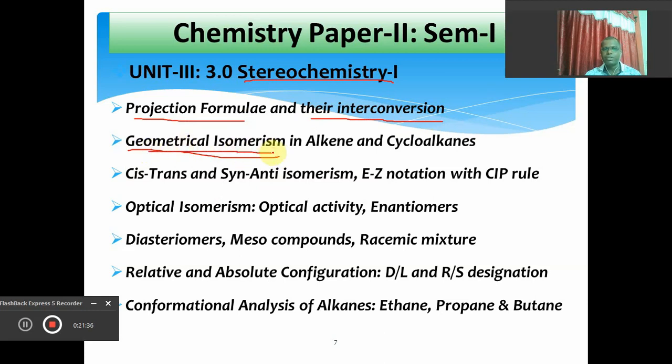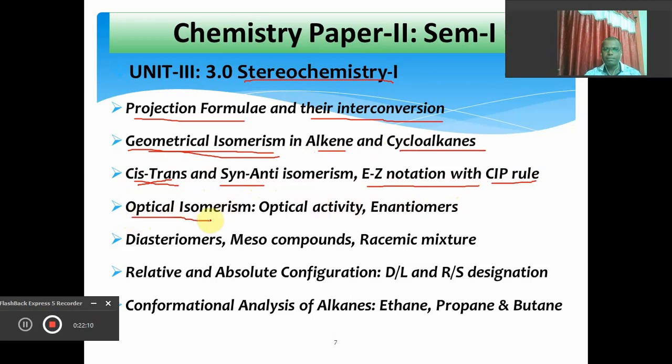Again, the important topic is geometrical isomerism, which is also called cis and trans isomerism. Cis and trans isomerism, or geometrical isomerism, can be discussed only in alkenes or cycloalkanes. Again, we will study cis-trans isomerism, syn-anti, and E-Z notation with the help of a rule called the CIP rule, the Cahn-Ingold-Prelog rule. It has some parameters to give priority.